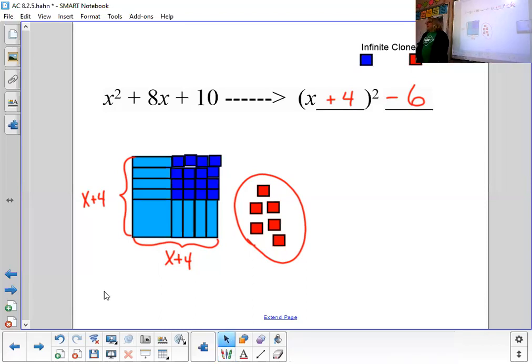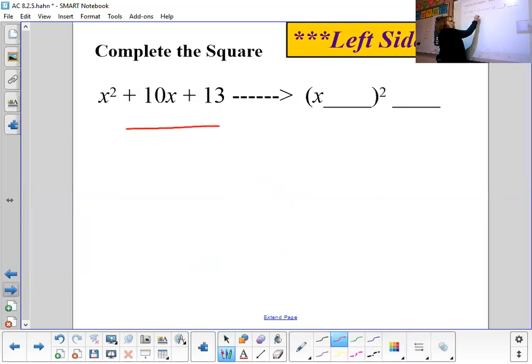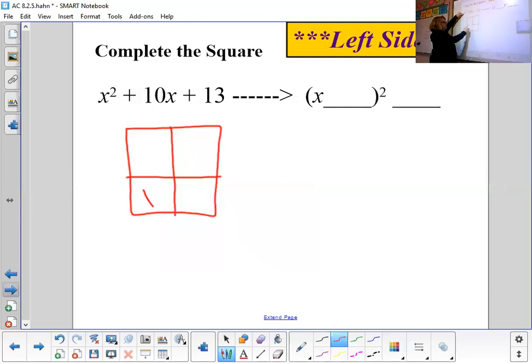Okay, but I know you guys really don't like using algebra tiles a lot, right? So let's do it without algebra tiles. Here's how we could do it. Let's say I have this equation, x squared plus 10x plus 13. I know I need to make it a square, so I'm going to start by drawing my area model. My x squared is going to go down here, right? I have 10 x's. If I want to make it a square, they have to be evenly split. So what's half of 10? 5. So I'm going to do 5x here and 5x here.